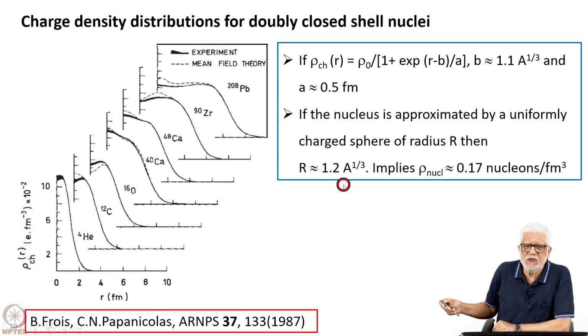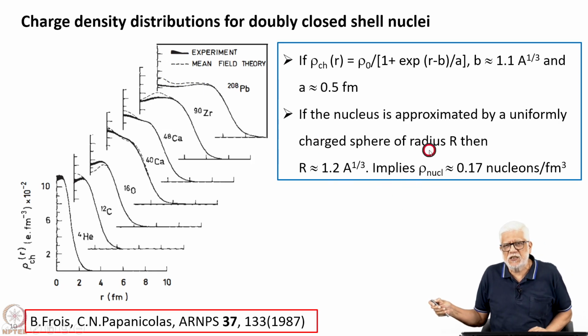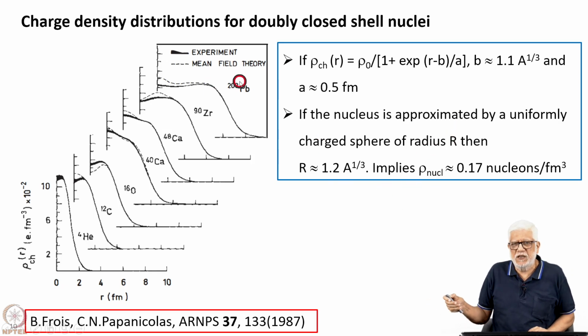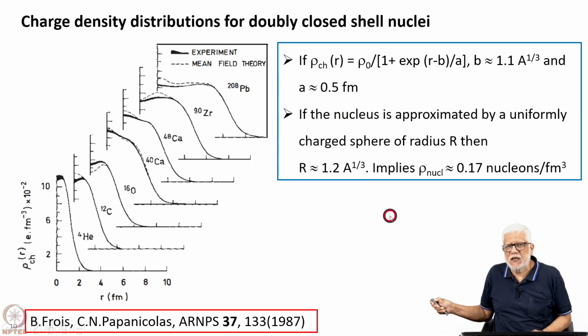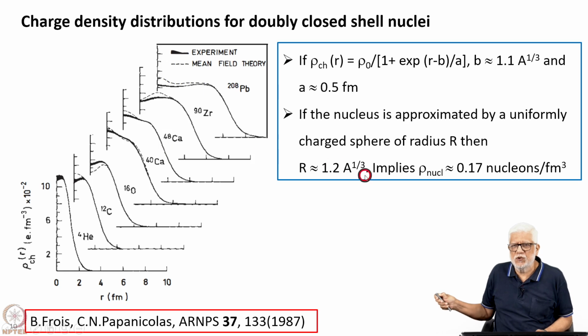So, if the nucleus is approximated by a uniformly charged sphere of radius R, you have basically a kind of step function. The density is constant up to small r equal to R. Then the R inferred is 1.2 times A to the 1/3. This is the so-called hard sphere approximation, and this implies, of course, that the saturation density in a nucleus is of the order of 0.17 nucleons per Fermi cubed.